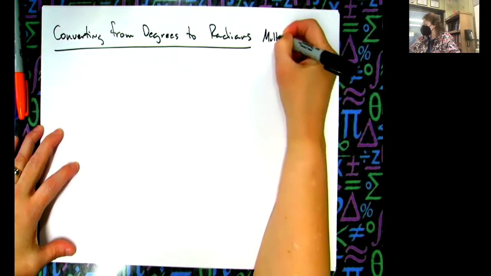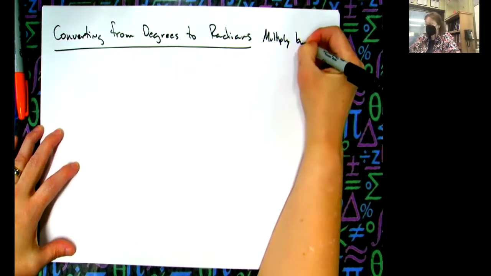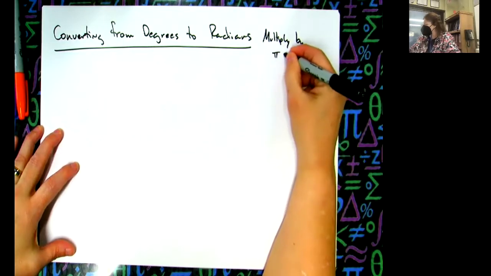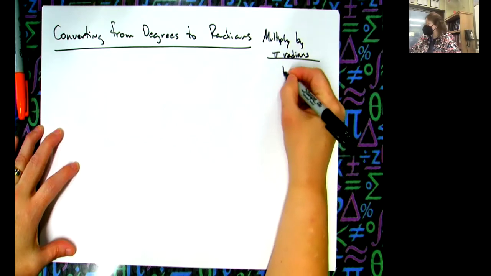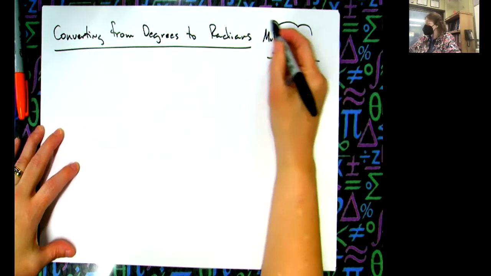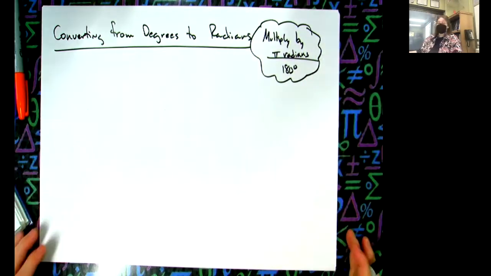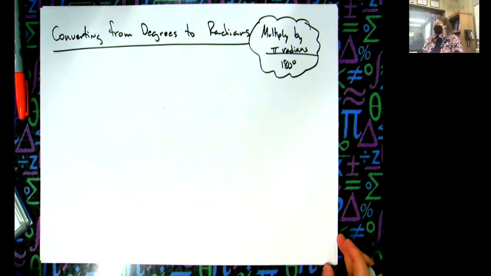We're going to multiply by pi radians over 180 degrees.